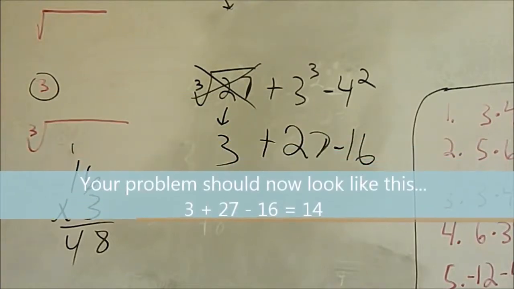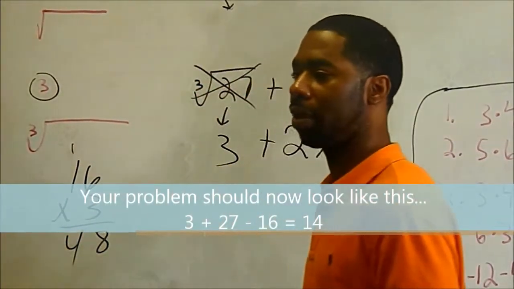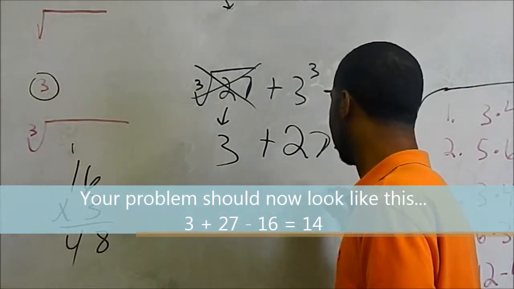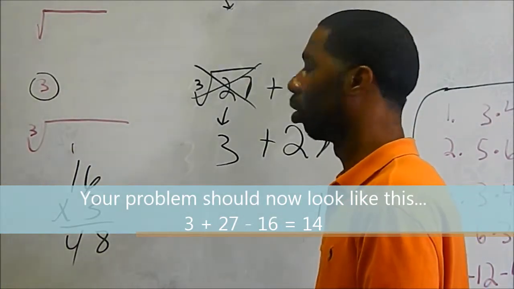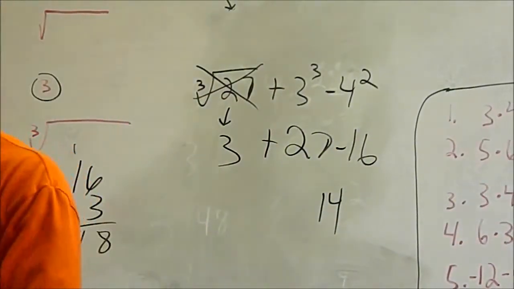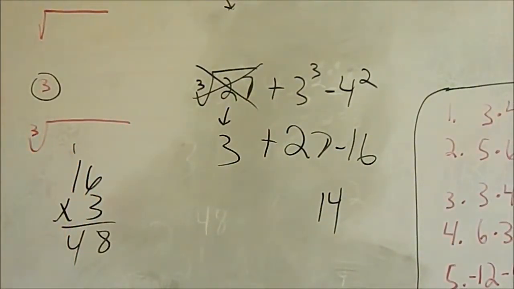14. Good job. 27 plus 3 is 30, right? Minus 16. 30 minus 16 is 14. Good job. Do you guys understand this? You can definitely depend on seeing this on the test.